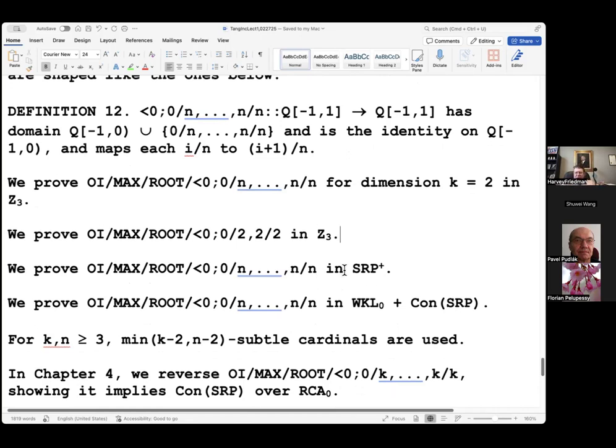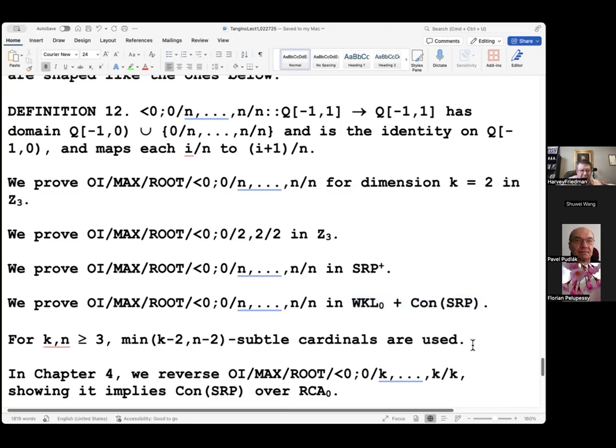That's a large cardinal hypothesis that for every r, there's an SRP r cardinal. And I fixed that up so you can just use WKL naught plus Con SRP. There may be something a little bit funny about this, but I think this is okay. I think this is what I meant.